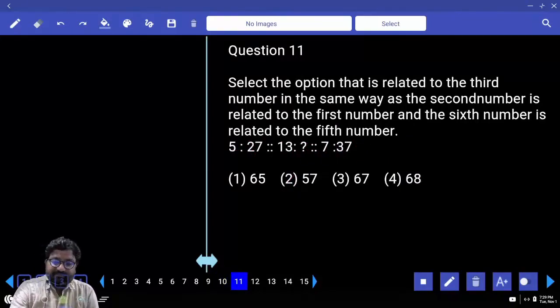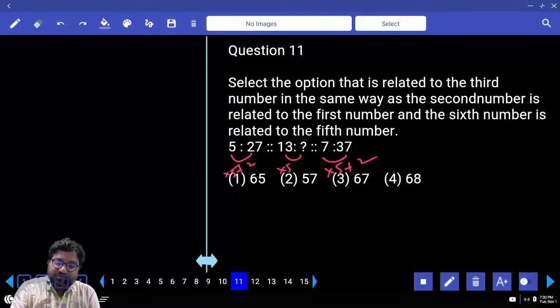Question number 11. I can say this is 5 square plus 2 or into 5 plus 2. 5 square plus 2 or into 5 plus 2. If I go with this, 7 square plus 2 is not possible. So this is into 5 plus 2. This is also into 5 plus 2. 13 5s are 65 plus 2, 67.